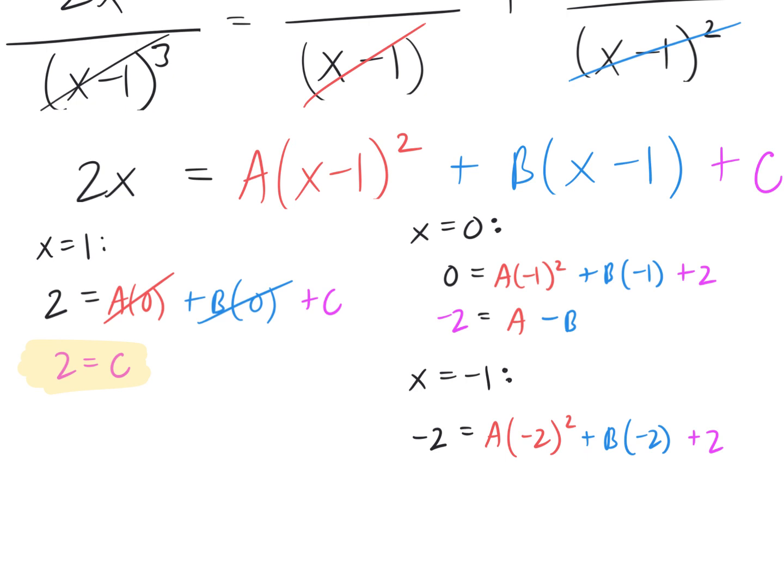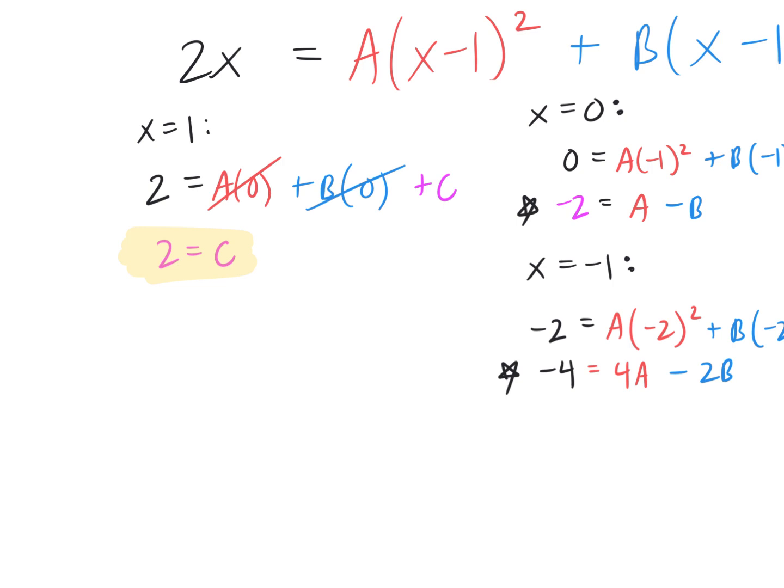Okay, so let's simplify this. I've got a times 4, so this is 4a, right? And this would be minus 2b. And then let's move that 2 over to the other side to give me a total of negative 4. Okay, so now I have these 2 equations, and these 2 equations have 2 unknowns, so we can solve it, right? Let's do that. I'm going to write them off to the side here, right next to each other. So I've got negative 2 equals a minus b. I've got negative 4 equals 4a minus 2b.